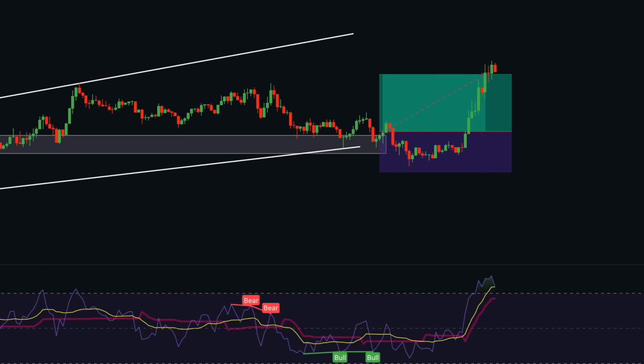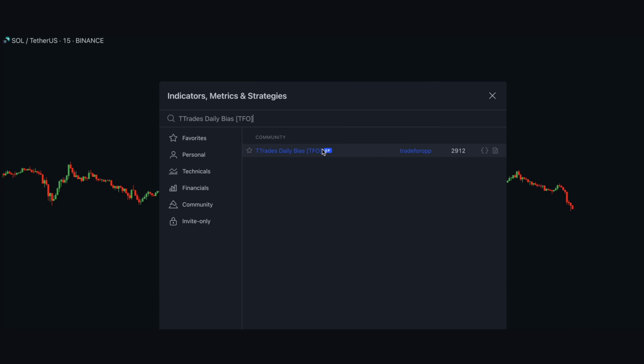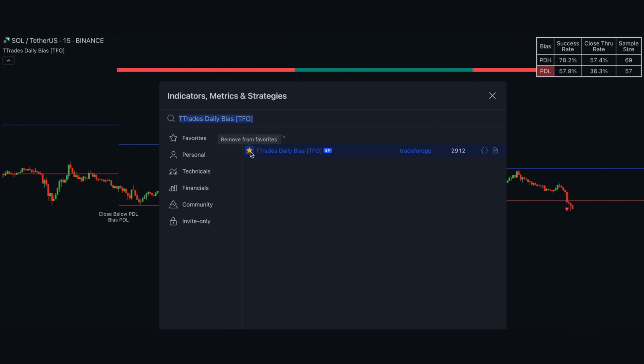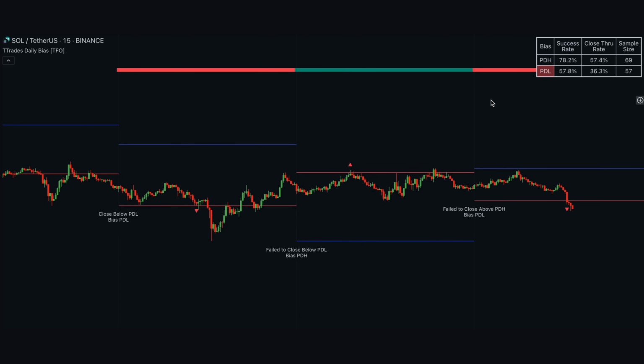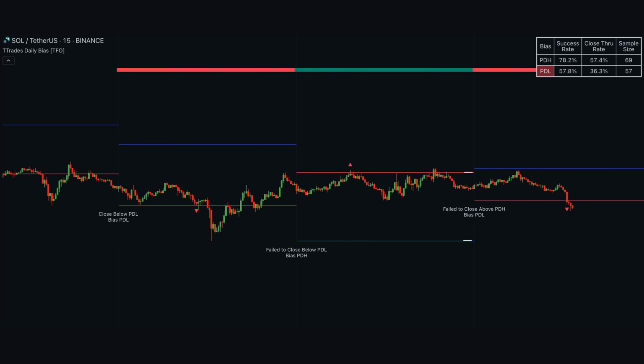Alright, let's move on to the next indicator on our list, the Trader's Daily Bias by TradeforOPP. This powerful tool aims to develop a higher timeframe bias and collect data on its success rate. This indicator focuses on one specific method that utilizes previous highs and lows. Each new day starts by drawing out the PDH and PDL levels. They start out as blue and turn red once traded through. These are the default colors, which can be changed in the indicator's settings.